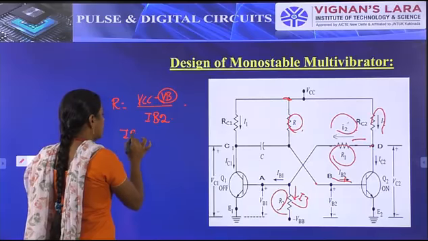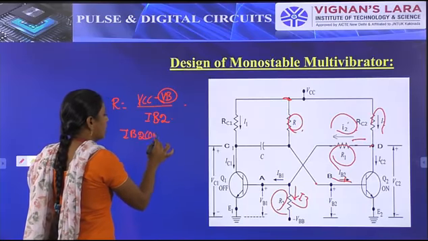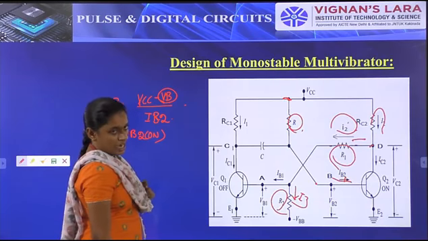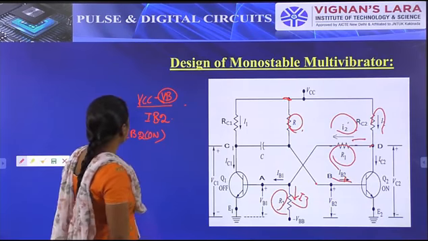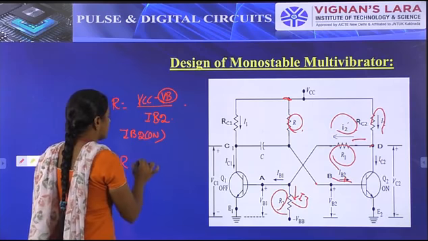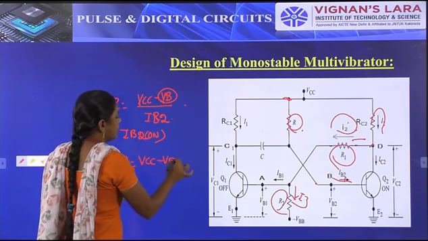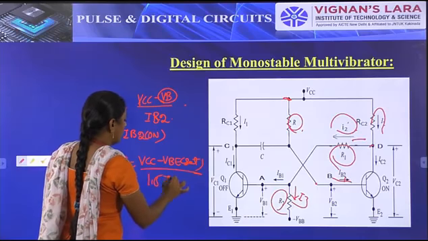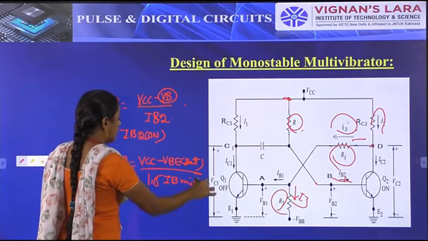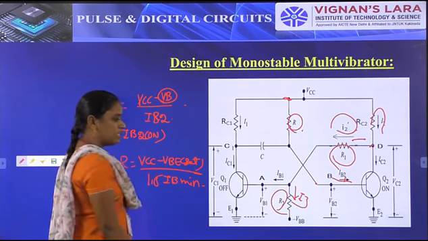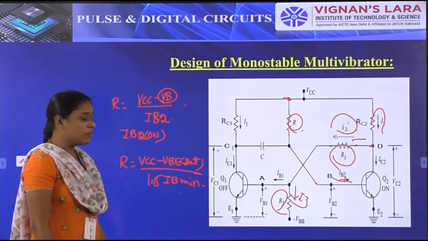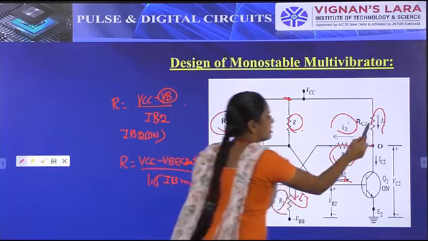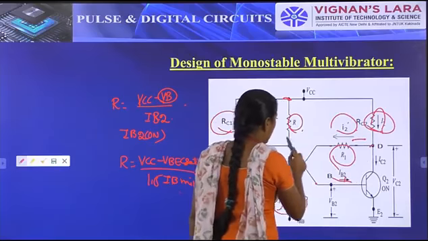As we know that IB2 is 1.5 into IB minimum, and IB minimum is nothing but IC sat by hFE. So simply R will be (VCC minus VBE sat) by 1.5 into IB minimum. Just substitute this value, we get the IB minimum, and after that we get the resistor value. So up to this we have found these resistors.